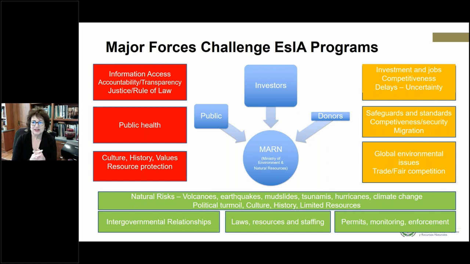Second, the public is concerned about potential harm, lost resources now and in the future, and what interests they want to protect. And also they're concerned about investment. And there's the ministries of environmental protection with limited resources, trying to avoid and prevent problems to public health and resources that often are constrained in terms of the challenges of intergovernmental relationships, the limitations in laws, resources and staffing, and the related activities they undertake in terms of permits, monitoring, and enforcement to make sure that any commitments made are indeed carried through.